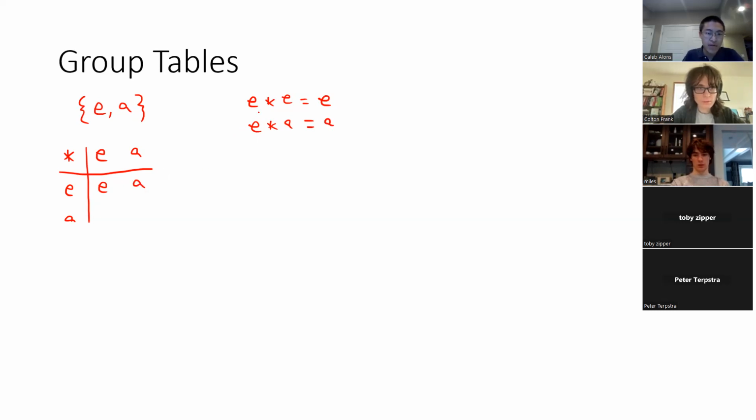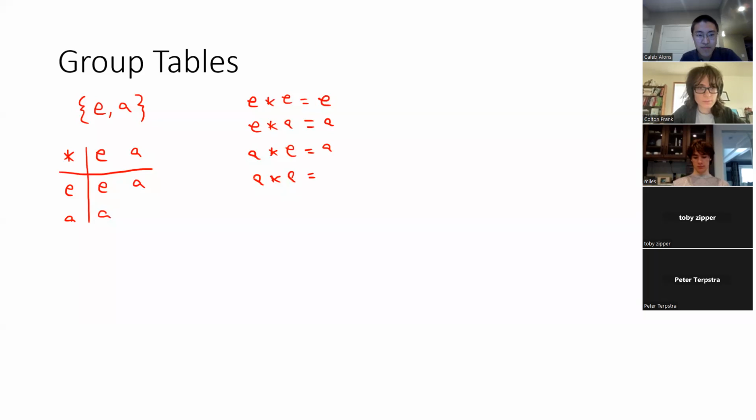And then now let's fill in this bottom row. A star E, what is that going to be? It's going to be A. And then A star A, what does that have to be? Okay, we have a vote for A. Here's my question to you. We have the identity. What's the inverse? We need to have an inverse for every single element. We only have 2 total elements, so the inverse of A has to be A.